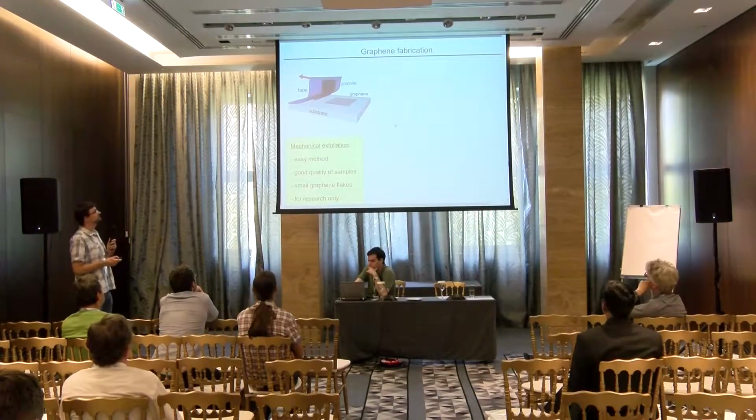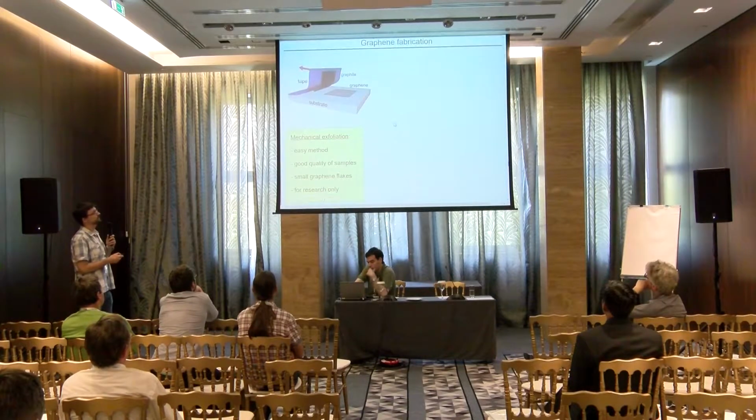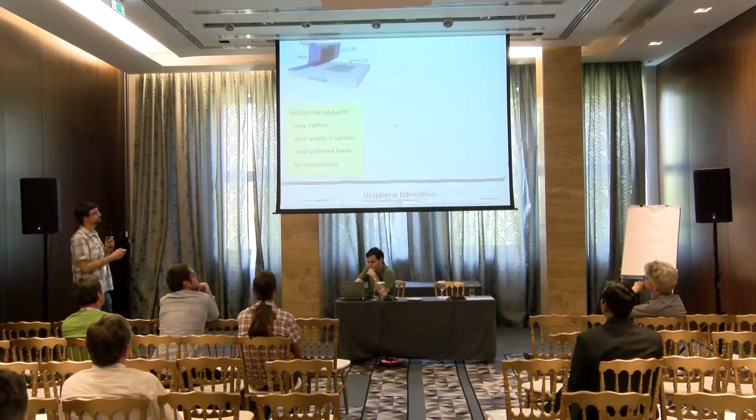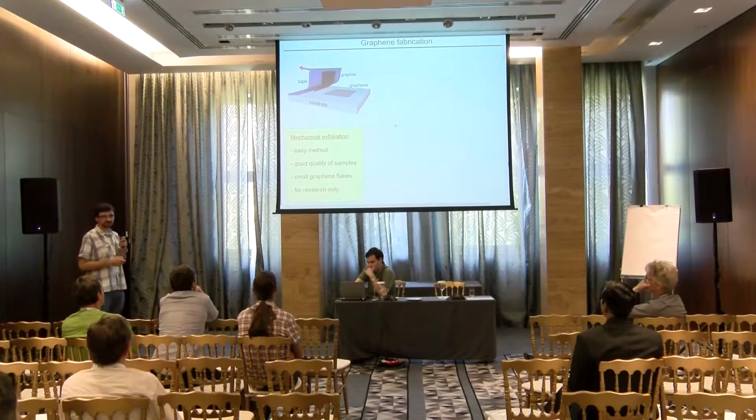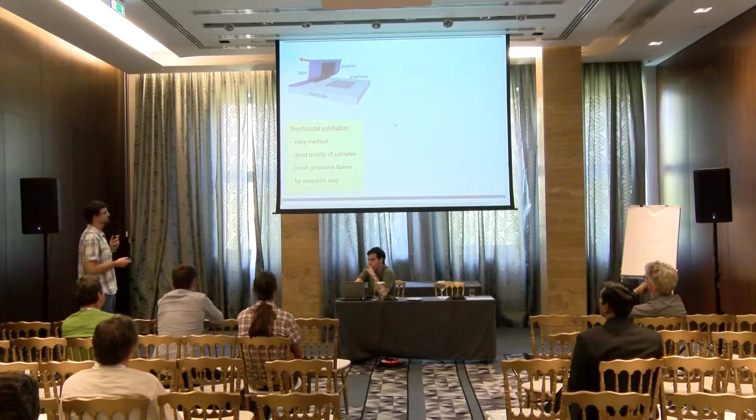Here we will consider two types of graphene. The first one is produced by mechanical exfoliation. This is a very simple, easy method where graphene is just peeled off from thick graphite and then exfoliated onto, let's say, a silicon dioxide substrate. It provides us with good quality samples, but the problem is that the lateral size of these flakes is very small, at most around tens of microns.